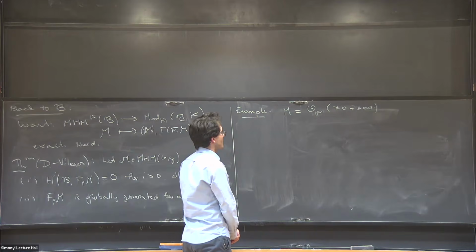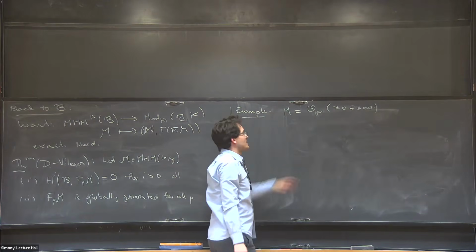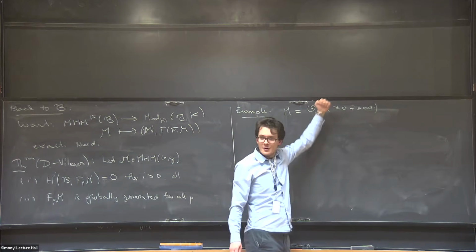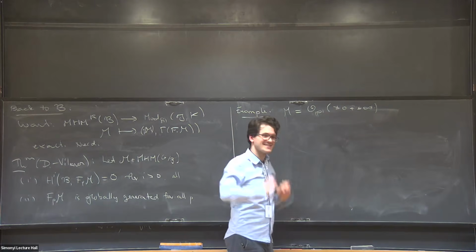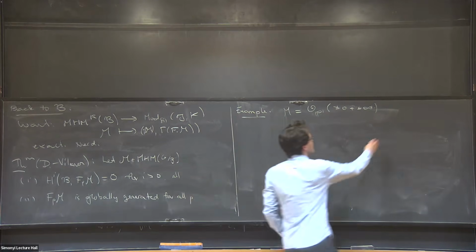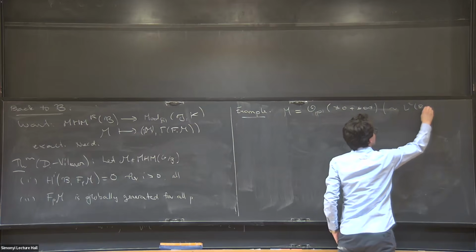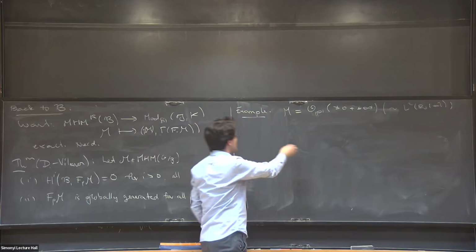If I take global sections of this, I'll get Laurent polynomials. Laurent polynomials look a lot like finite Fourier polynomials, a connection to the previous example. This is related to L2 of the circle, union infinity. Okay, so what's the Hodge filtration?